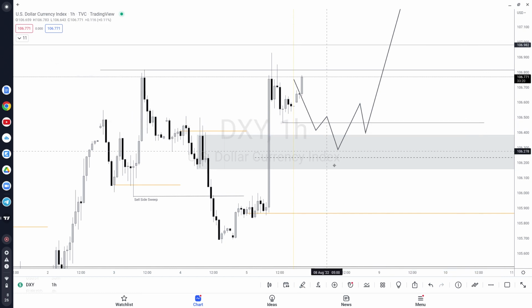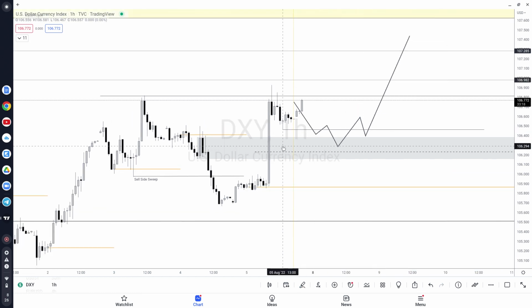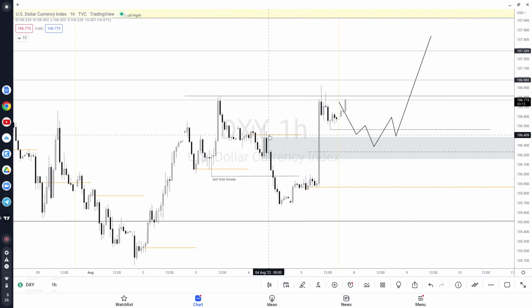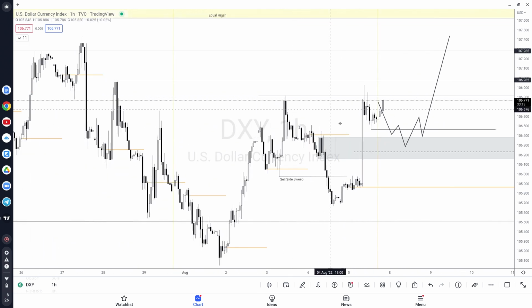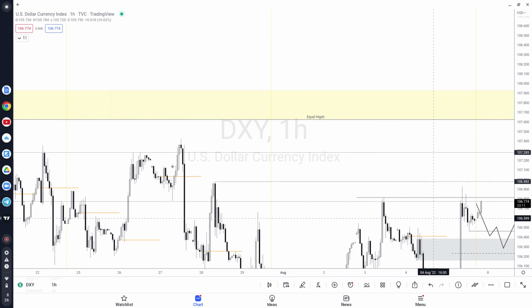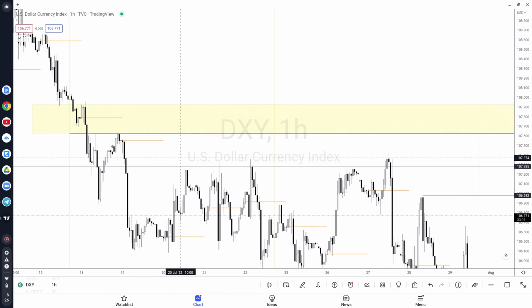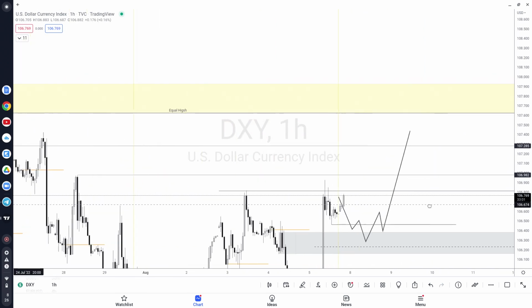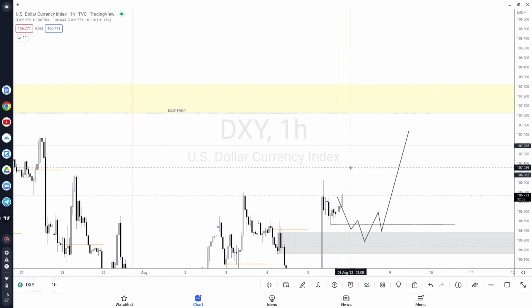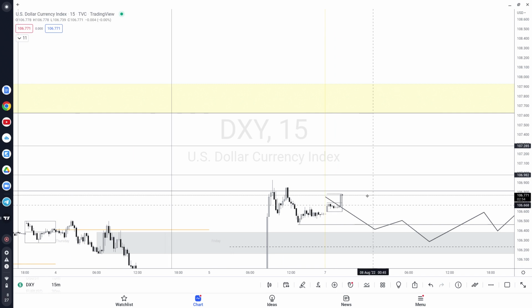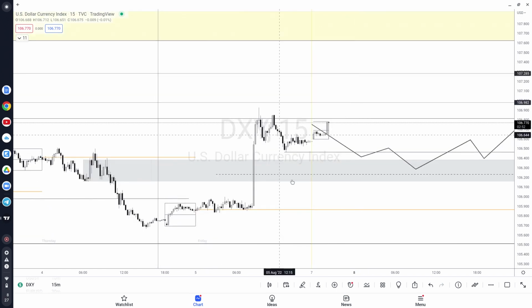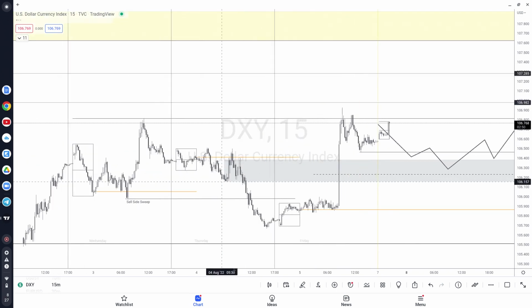Sell side liquidity provided. This low was created New York session on Friday. Give you guys a clearer look at these equal highs. Boom and boom. On the 15-minute, same idea, that changes.